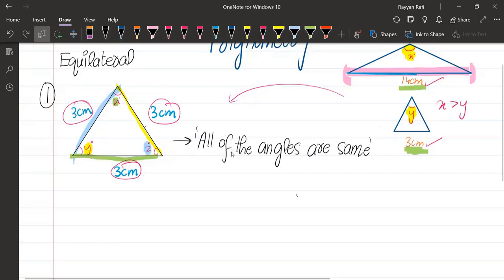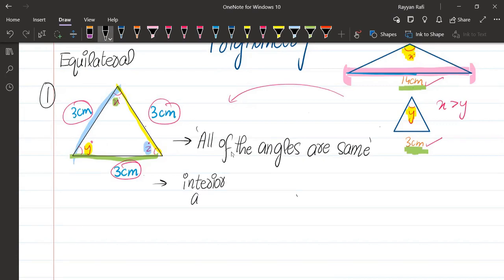Now we know the formula, and we have learned about it, that the interior angles of any shape can be found out by the formula that I'm just writing.